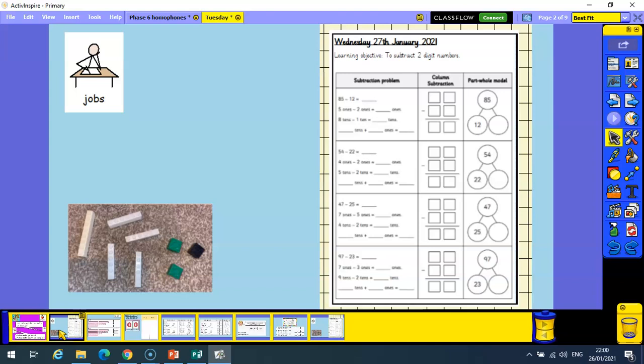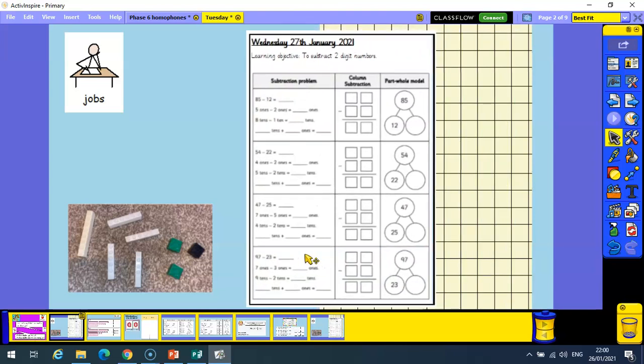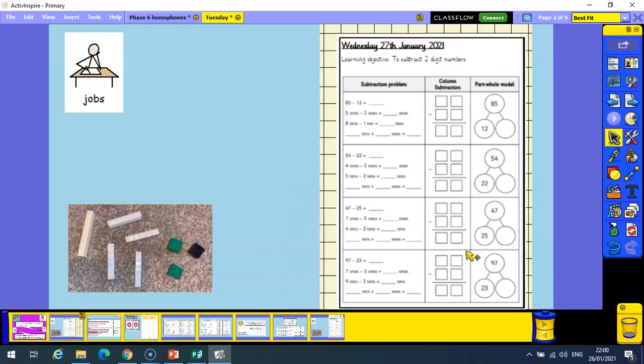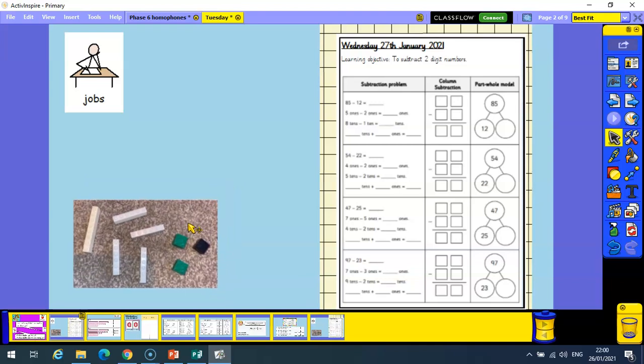Okay, so the first thing that I need you to do is find a sheet in your booklet that looks like this, and you are going to stick it very neatly into your maths book. Okay? And then I want you to get some tens and ones, bigger, long objects that could represent tens, and your smaller objects that could represent ones, just so that they can help you.